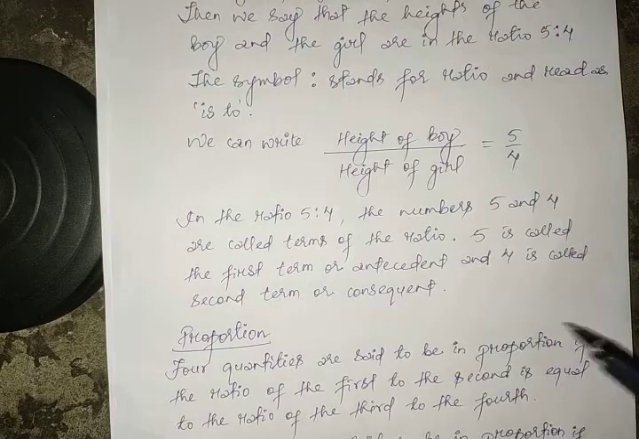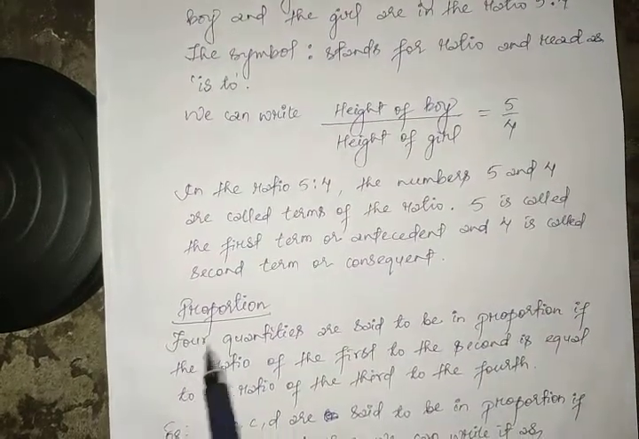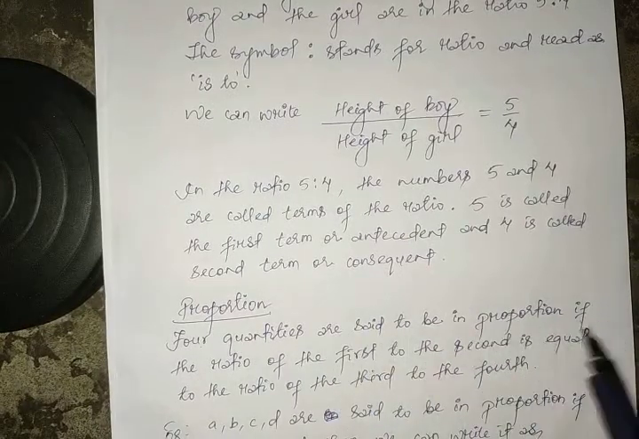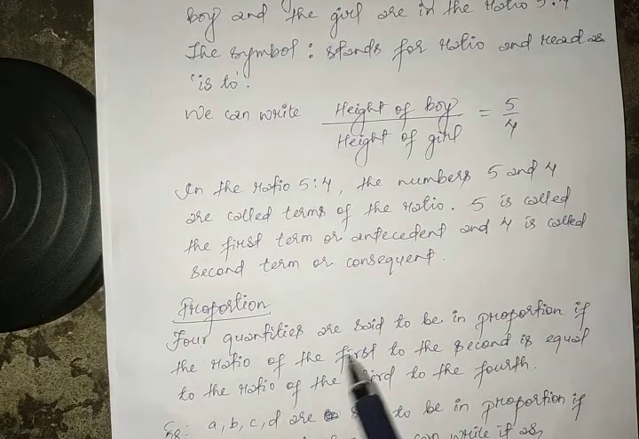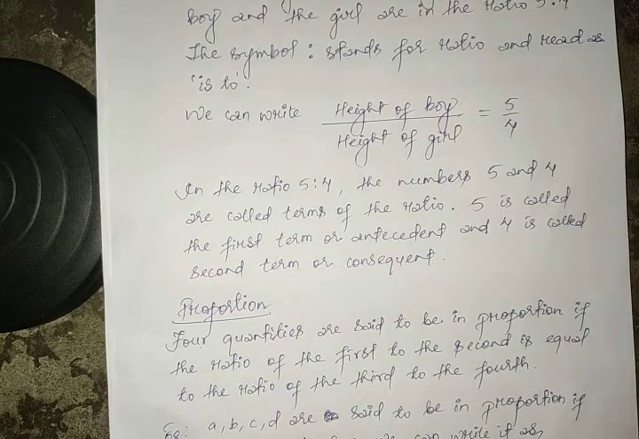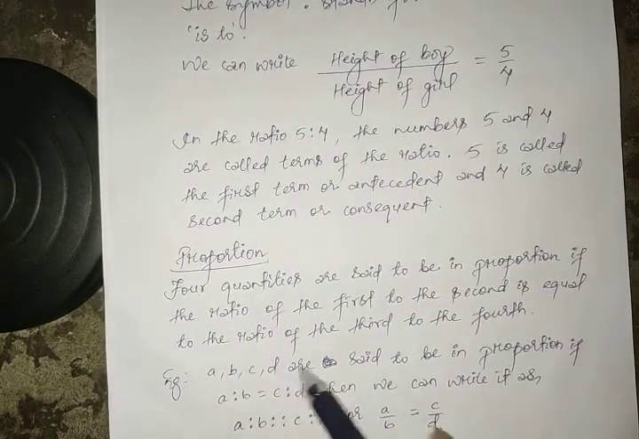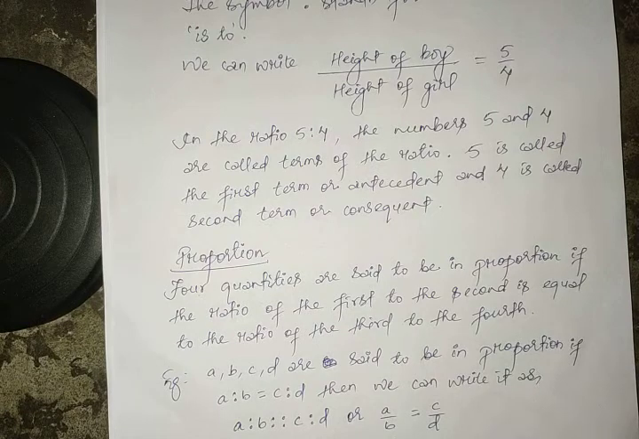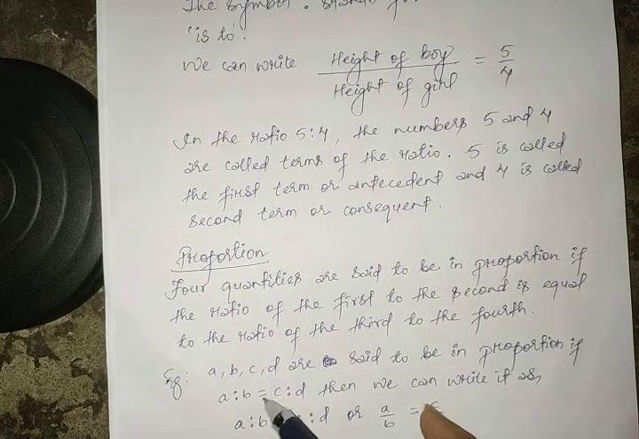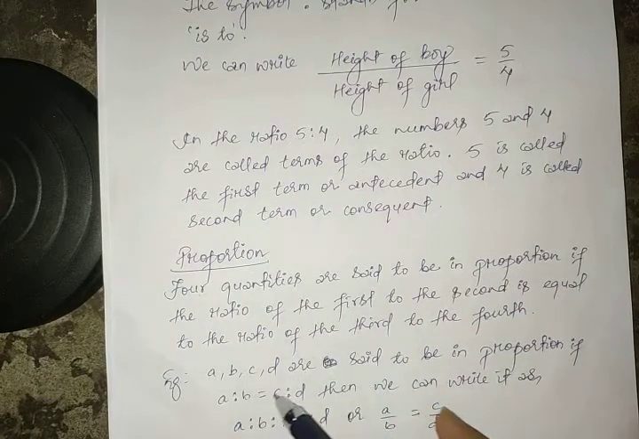Now let us learn about proportion. What is proportion? Four quantities are said to be in proportion if the ratio of the first to the second is equal to the ratio of the third to the fourth. So you see, there's an example: A, B, C and D are said to be in proportion if A is to B is equal to C is to D.